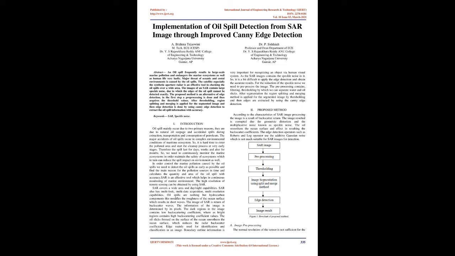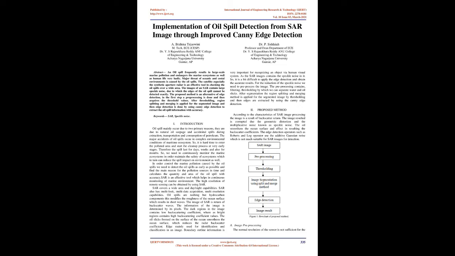The satellite, especially the synthetic aperture radar, is an effective tool in checking oil spills over a wide area. The images of an SAR contain large speckle noise, due to which the edges of the oil spill cannot be detected exactly. The proposed method is an alternative of edge detection.